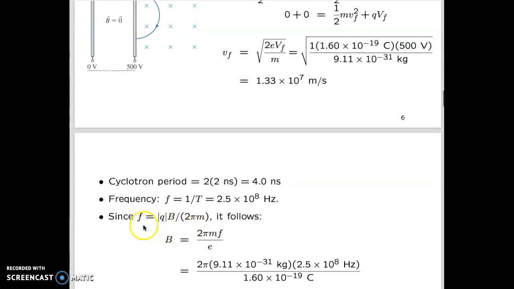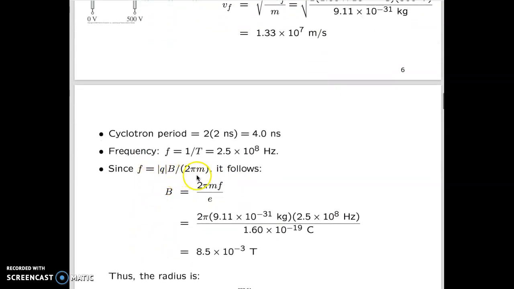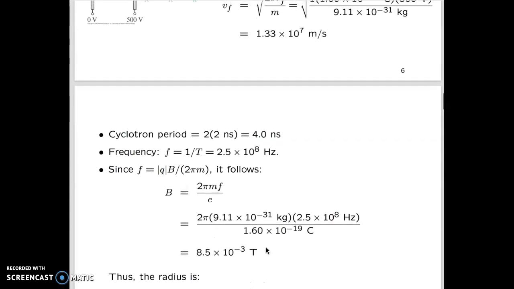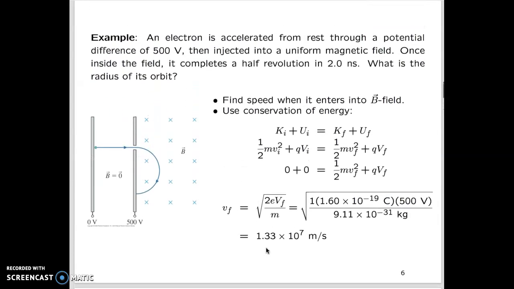We have this relationship between the frequency and the magnetic field, and the charge of the particle and the mass of the particle, solving for the magnetic field, right? Just rearranging this equation. We have 2 pi times m times the frequency divided by e. We just calculated the frequency. So we're able to calculate the magnetic field, 8.5 times 10 to the minus 3 Tesla. Okay, so the very last thing is we want to know, I guess, what was the whole point of doing this question? We want to know the radius of the orbit.